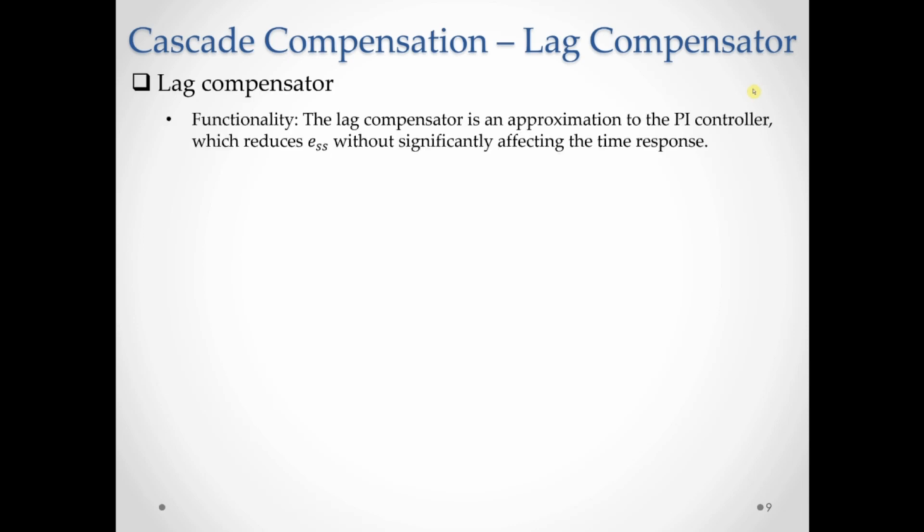Lag compensator is an approximation to a PI controller, which serves to reduce the steady-state error without significantly affecting the time response. The transfer function of a lag compensator takes this form. It has a gain denoted as Kc, it has a zero at negative Zc, and it has a pole at negative Pc. To make a lag compensator work as expected, the zero and pole need to be very close to each other, and the gain of the lag compensator needs to be very close to 1 or equal to 1.